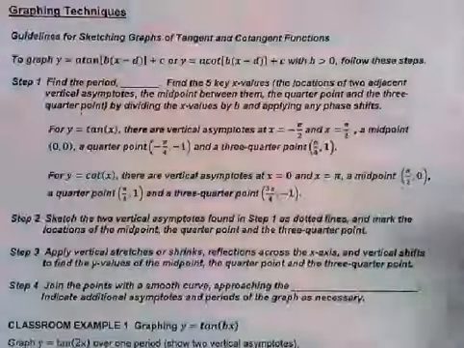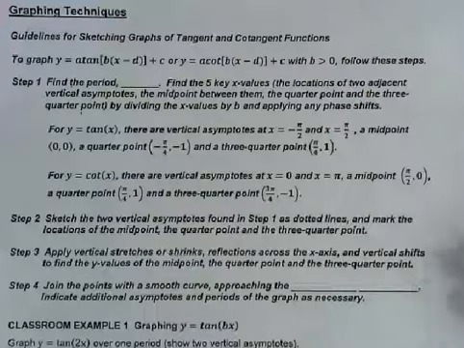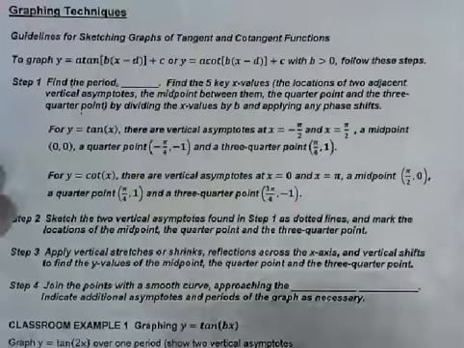Now we're going to look at some graphing techniques for these two functions. These are a little bit different than the first four functions we talked about. For one thing, the period is different, and for another thing, we don't have the 5 key points that we talked about with sine and cosine. We've got the two asymptotes, and we've got the midpoint in between those, and the quarter point and the 3/4 point. So we're still looking at 5 key x values, but they stand for something a little bit different.